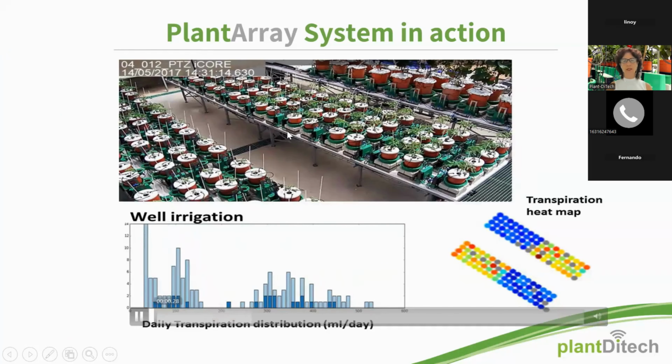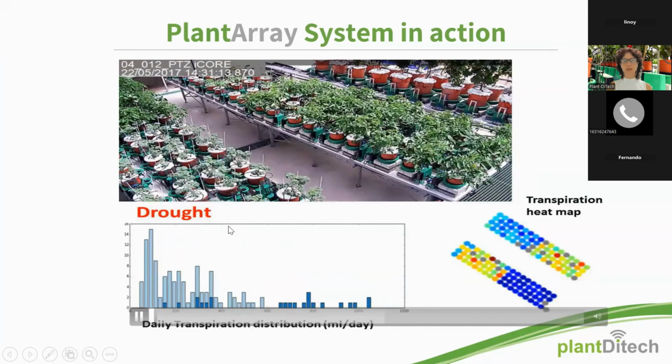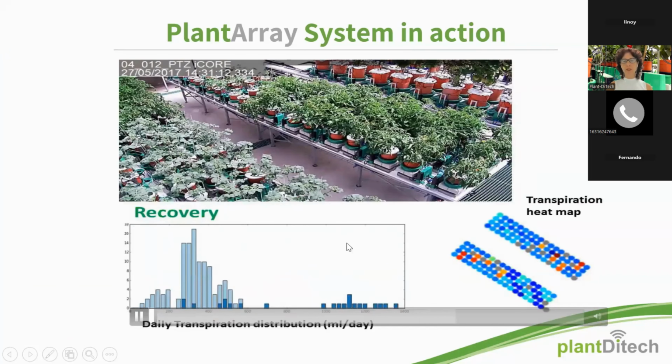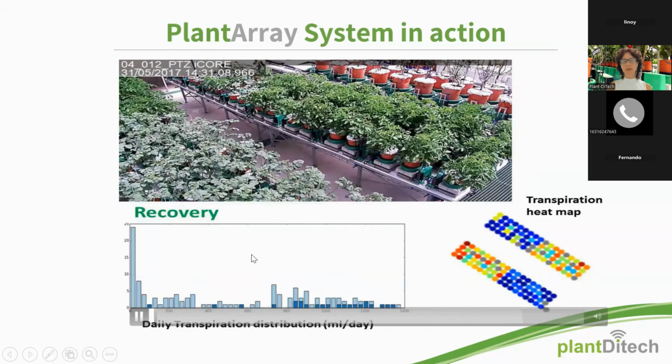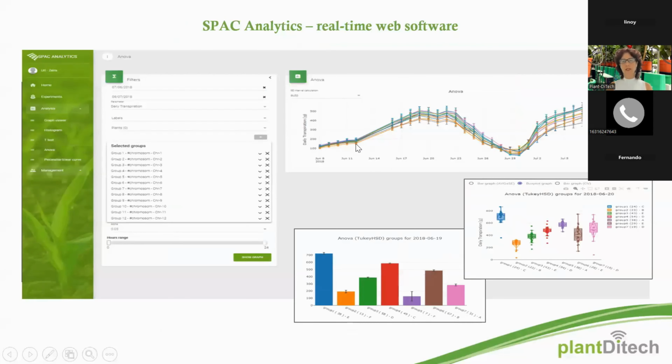So you can see that the plants are growing on the bench. It's well irrigated, drought, and then recovery. All of it is seen in real time. You can see it by histograms, you can see it by heat map, and you can see it also analyzed with box plots, with graphical views, with ANOVA analysis, t-test, and so forth.